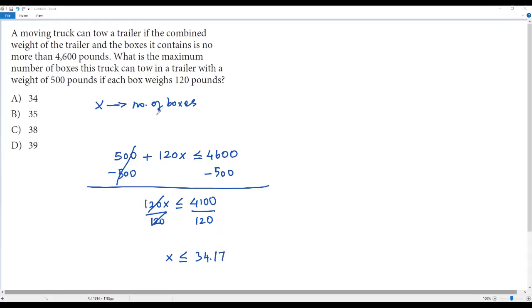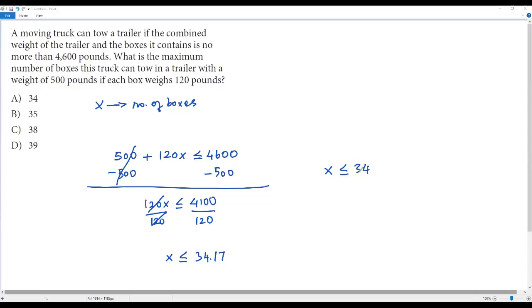Actually, x represents the number of boxes. So the number of boxes cannot be a decimal. It has to be an integer. So we have to consider the integer value which is less than or equal to 34.17. So the integer value which is less than or equal to 34.17 is just 34. So then we get x has to be less than or equal to 34. So the maximum value of x is 34.